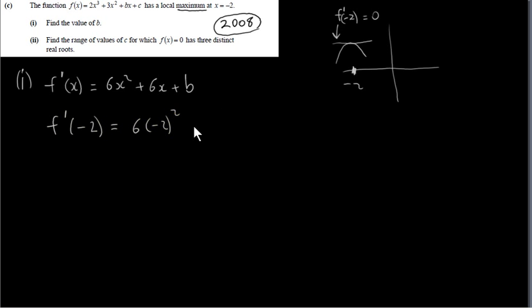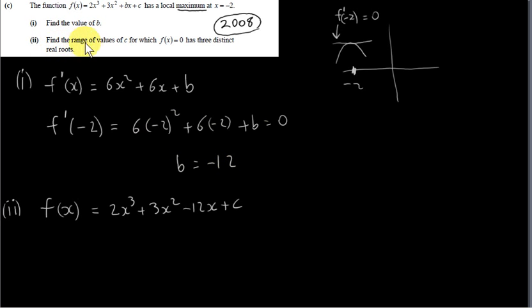So we know that the slope of this tangent, which is the derivative of the function at minus 2, must be 0. So we look at the derivative of the function with respect to x. We get 6x squared plus 6x plus b. The derivative of c is 0. And we know that this derivative evaluated at minus 2 must give 0. So 6 times minus 2 squared plus 6 times minus 2 plus b must equal 0. So we have plus 24 minus 12, plus 12 plus b equals 0. So b equals minus 12.